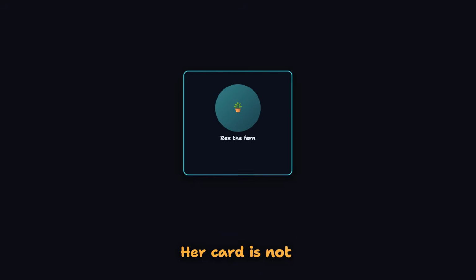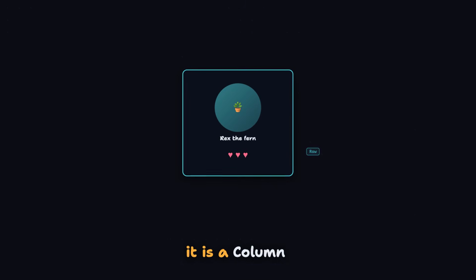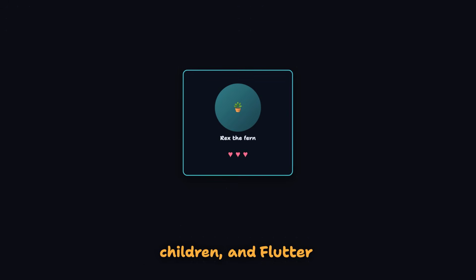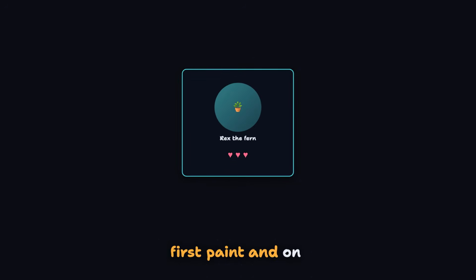Her card is not one giant class, it is a column holding a photo, some text, and a row of little icons. She writes a build method that returns those children, and Flutter calls it on the first paint and on every configuration change after.